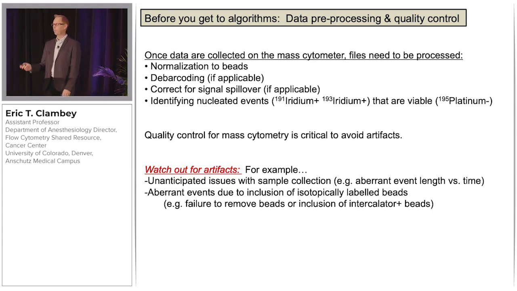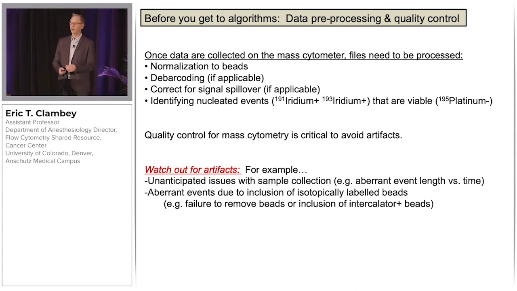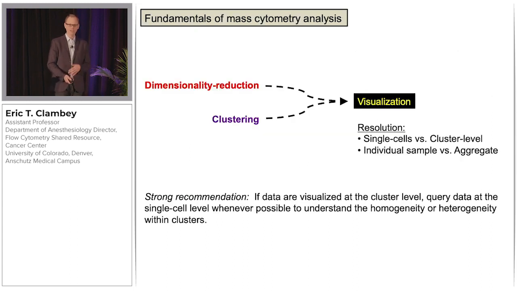Another example is the aberrant inclusion of equilibration beads, which can happen because a proportion of equilibration beads can bind to intercalator. And you can be misled thinking that these are really interesting cells until, lo and behold, they're just beads that were left accidentally in the analysis.